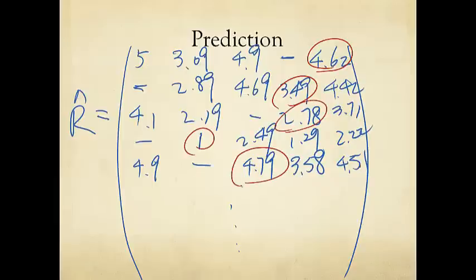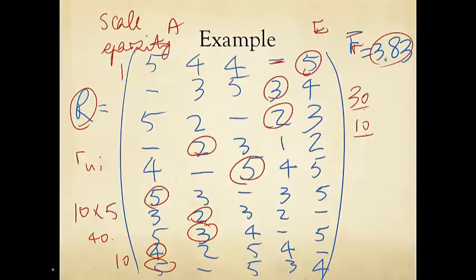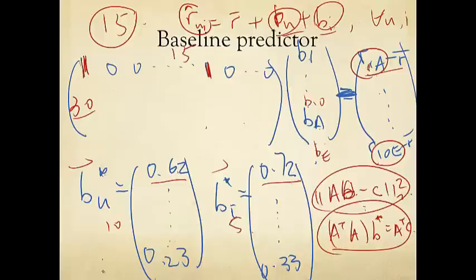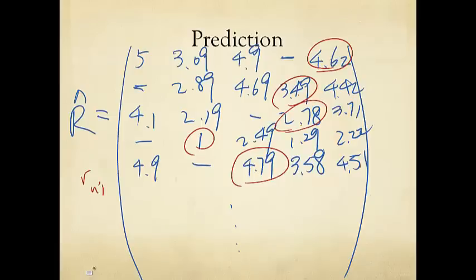Okay. And let's compare with the actual data, RUI, for say these 5 out of the 10. What do we have here? We have 5, 3, 2, 2, 5. Those are the actual RUIs that we were hiding from ourselves.